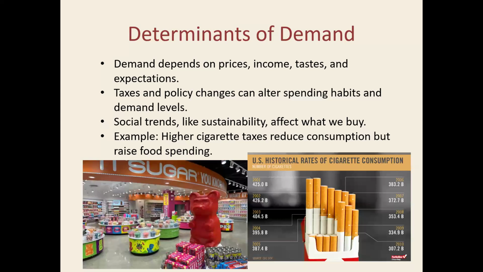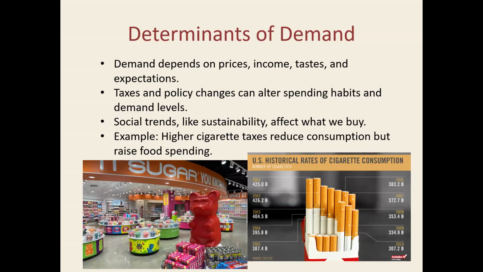So there are different determinants of demand. Demand depends on prices, income, taste, and expectations. Government can also influence demand through taxes and policy changes. Take the example of cigarettes. The graph on the bottom right shows you the decrease in demand for cigarettes from about 425 billion spent to 307 over the course of one decade. The trend is driven by a couple of things: a rising tax on cigarettes, a very clever campaign by the government to dissuade people from using cigarettes, and also regulation like no smoking in public places that makes it more difficult to smoke.